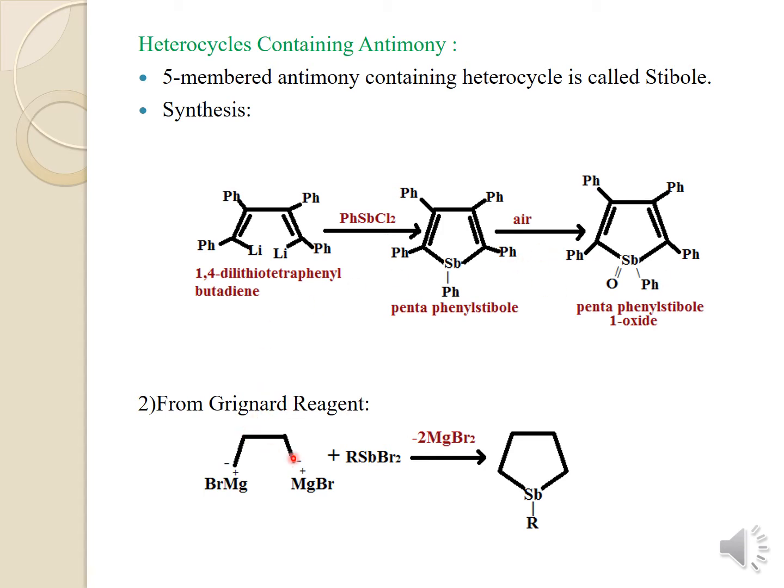Then moving on to next, we can synthesize the antimony heterocycle from the Grignard reagent. This is your Grignard reagent, and when we are treating the Grignard reagent with the dibromo-alkyl stibine, with the cleavage of the 2 MgBr, that is the magnesium bromides getting cleaved out, it undergoes a cyclization process to give you the stibole compounds. Okay, moving on to the next slide.